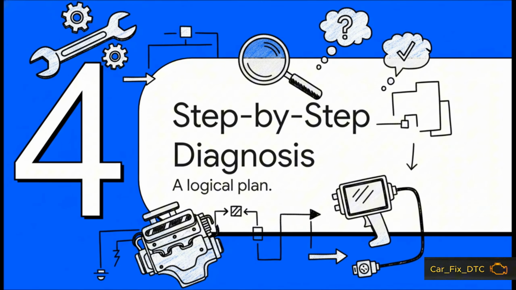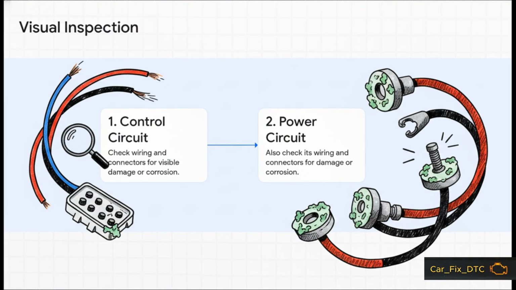Time to roll up our sleeves. Here's your step-by-step game plan to hunt down the real problem causing your P1282 code. First things first, and this is crucial, your first 2 steps are all about using your eyes. You're not replacing anything yet. You're just going to carefully look over all the wiring and all the connectors for both the control circuit and the power circuit. You're looking for anything obvious, a wire that's frayed, a plug that's loose, or any of that nasty green or white crusty stuff.